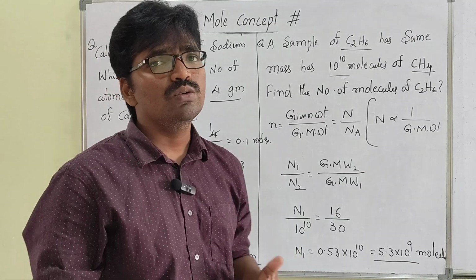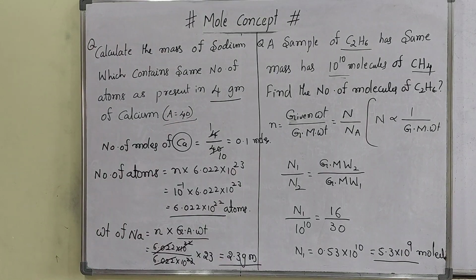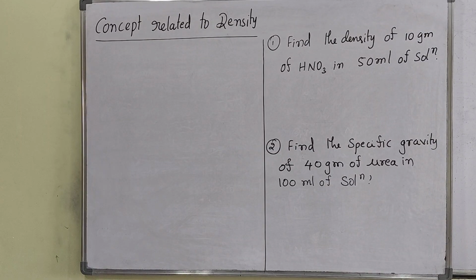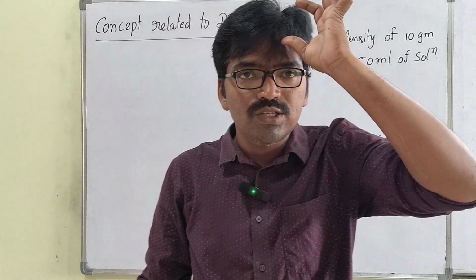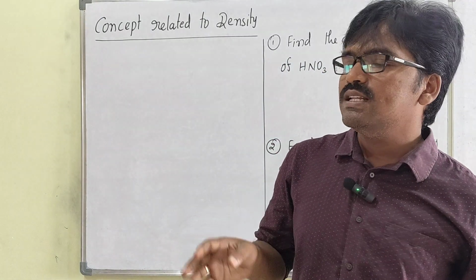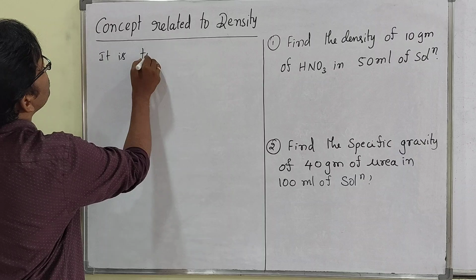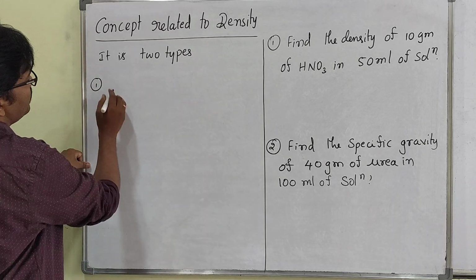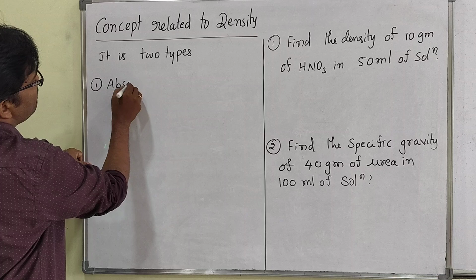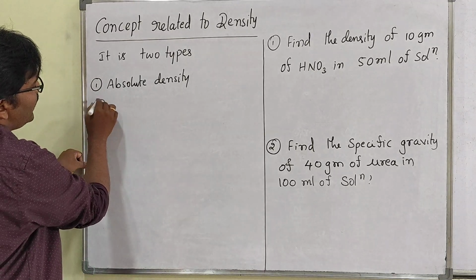Okay. So now we have to discuss the concept related to density. Let us discuss what kind of problems they ask on density. Just note it, all of you. Look, my dear students, here we are discussing the concept related to density. Actually, density is of two types. What are those? One is absolute density. Then one more, relative density.